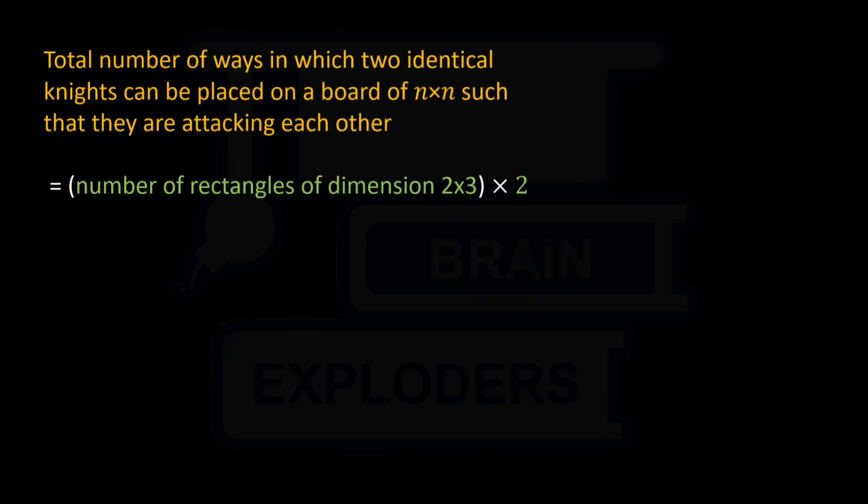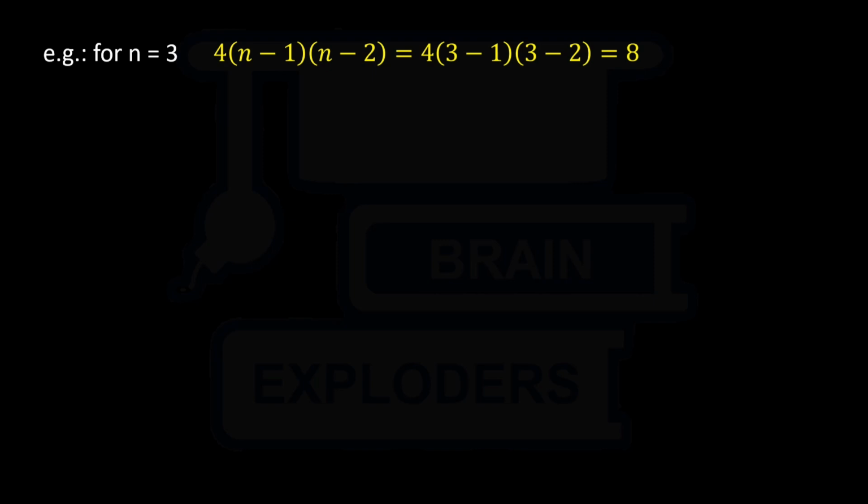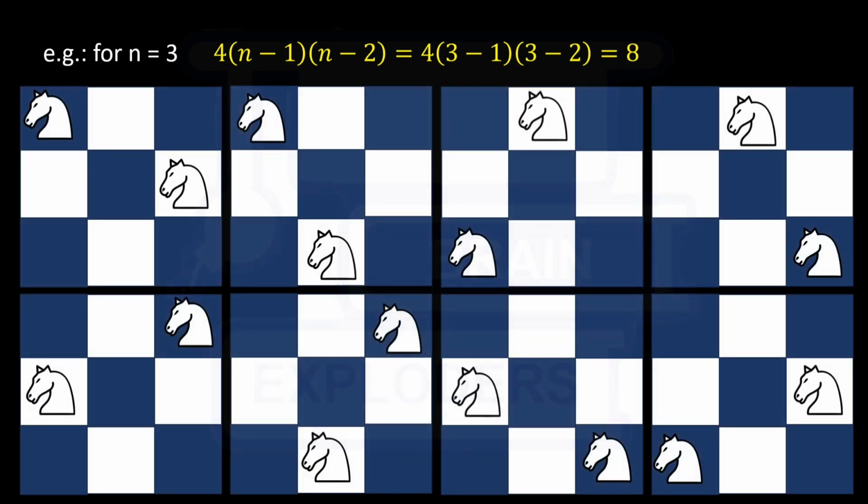And now to find the total number of ways in which two identical knights can be placed on the board of n cross n such that they are attacking each other is equal to the number of rectangles times 2, which means 4 times n minus 1 times n minus 2. So this is our solution. For example, if we take n equals 3, a chessboard of dimension 3 cross 3, then there are 8 possibilities such that knights are attacking each other. Here these 8 possibilities are shown on the screen.